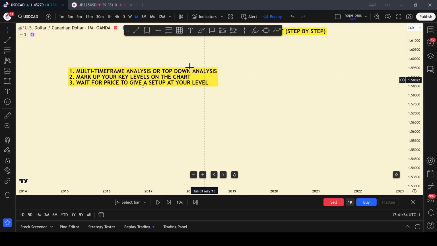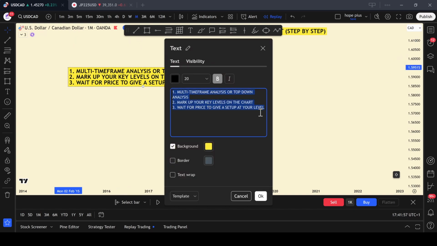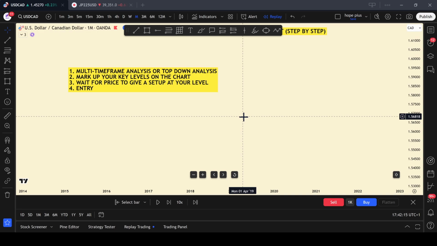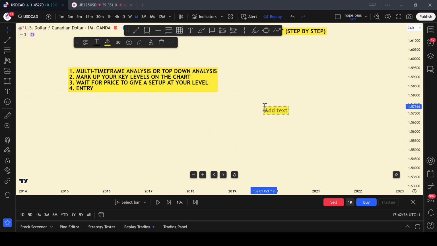entry. The number 4 step is actually entering the trade. Now, there are two ways. There are two types of entry. You can use a confirmation entry, or you use the more risky entry. Risky entry, and then confirmation entry.